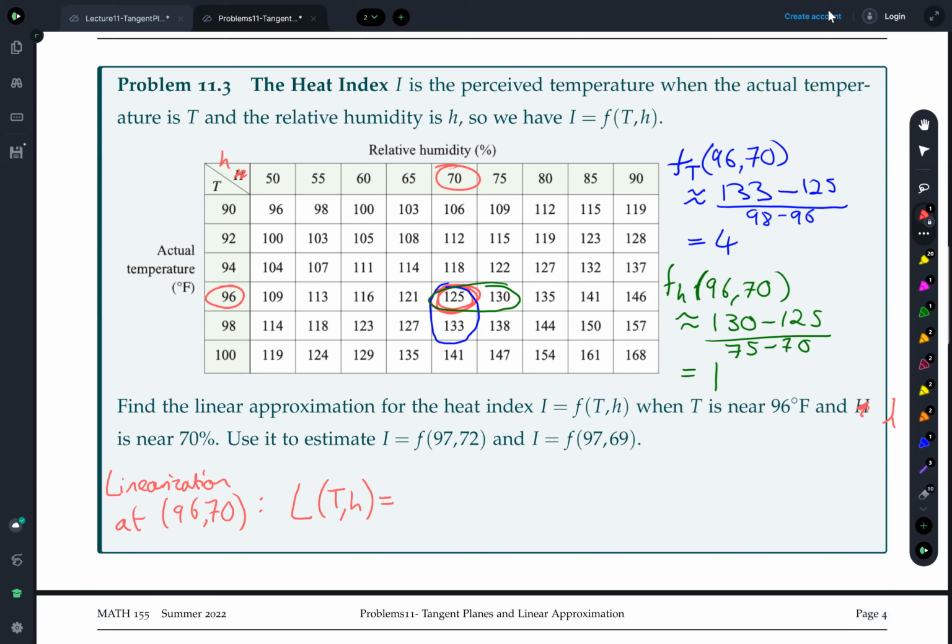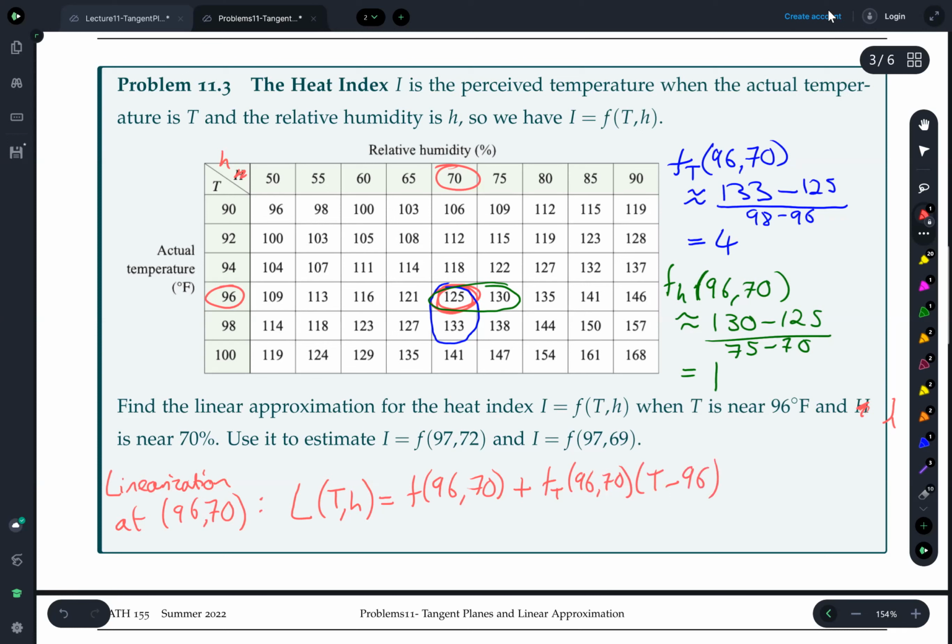well, what are we doing here? We've got some nonlinear surface. We're making a linear approximation, so we're doing a tangent plane at that point. So we take our function value at that point. So our function value at 96, 70, add on our approximations to the partial derivative, times by, in this case, t minus that point.